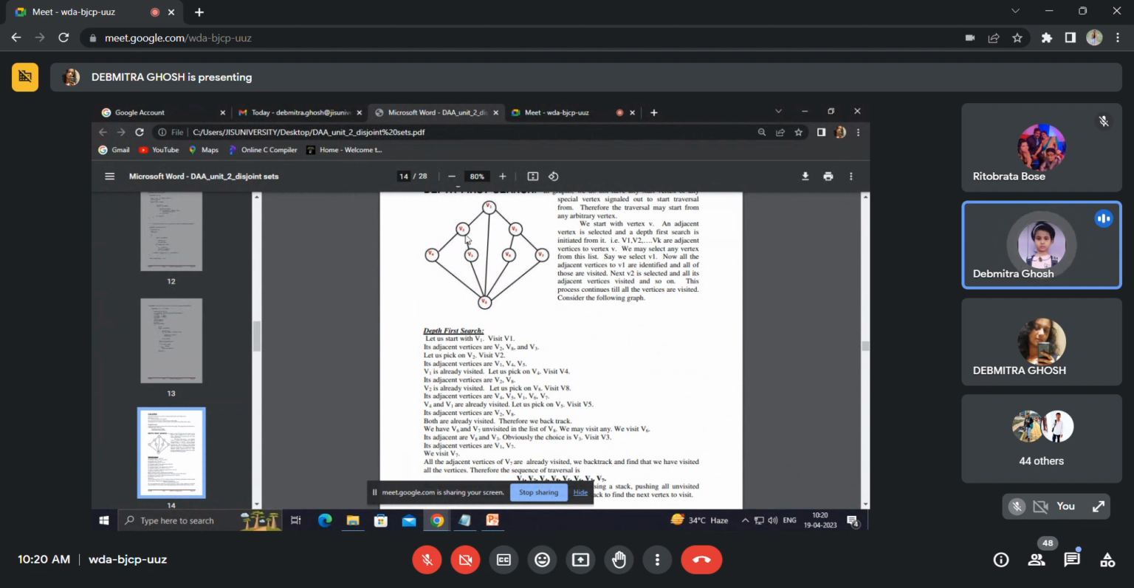From V2 how many vertices do we get? V1, because it is connected, it's the parent node. Then we will get V4 and we will also get V5. Now V1 is already visited, we will pick V4. So for V4 we have V2 and V8, right? V2 is already visited, we have completed all visits from V2. Now we will go to the adjacent vertices, which are V4, V5, V1, V6 and V7.